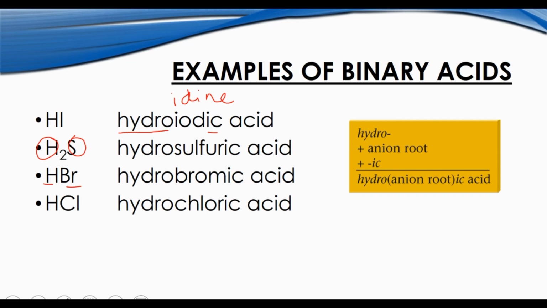Hopefully you are starting to pick up the pattern that we're following here. On this last example, we have hydrogen and chlorine. We begin with the root hydro, and then chlorine changes to chloric. The ending, remember, IC, and then the word acid. So hydrochloric acid. Remember, this is only for binary acids, when we're dealing with hydrogen plus one other element type.